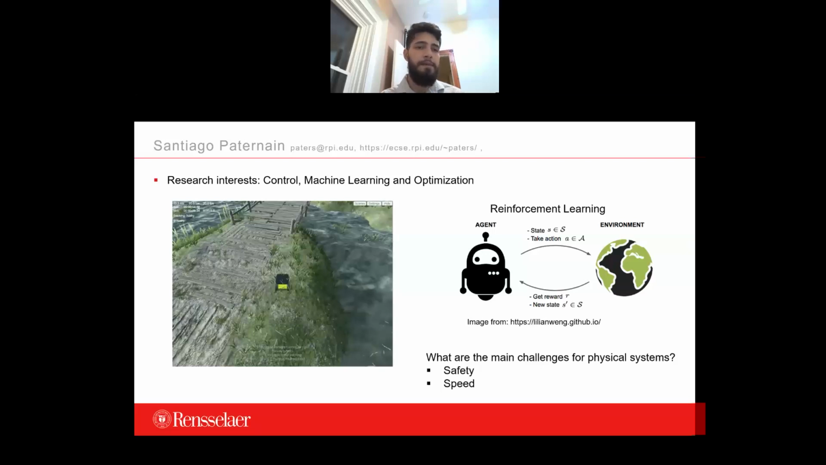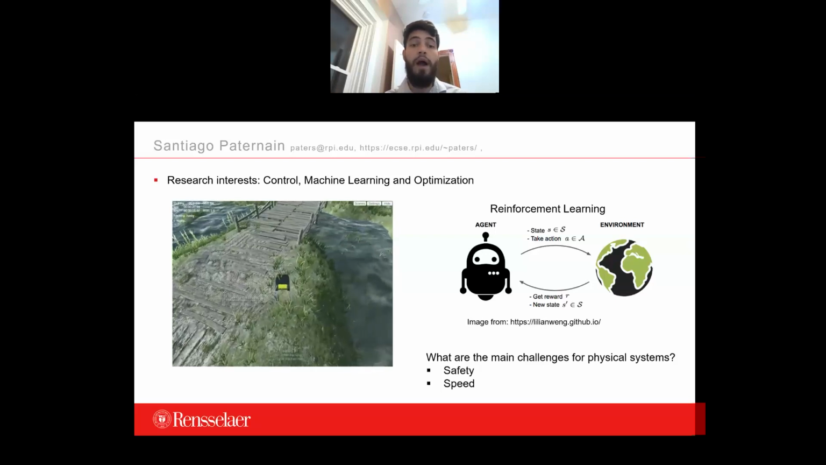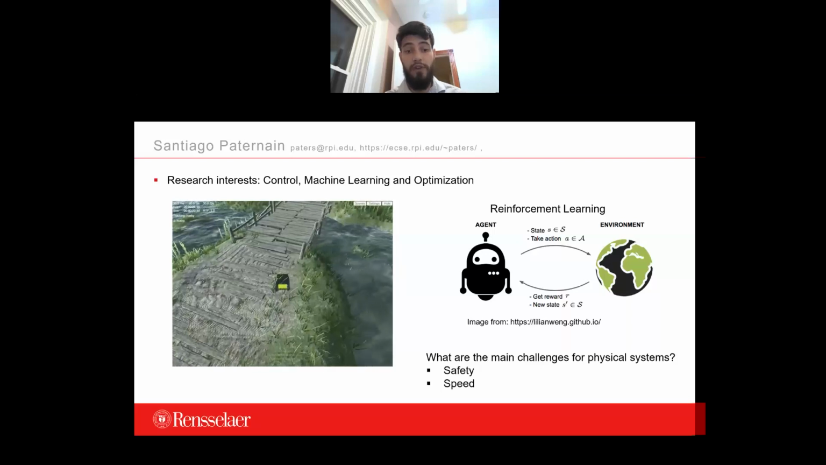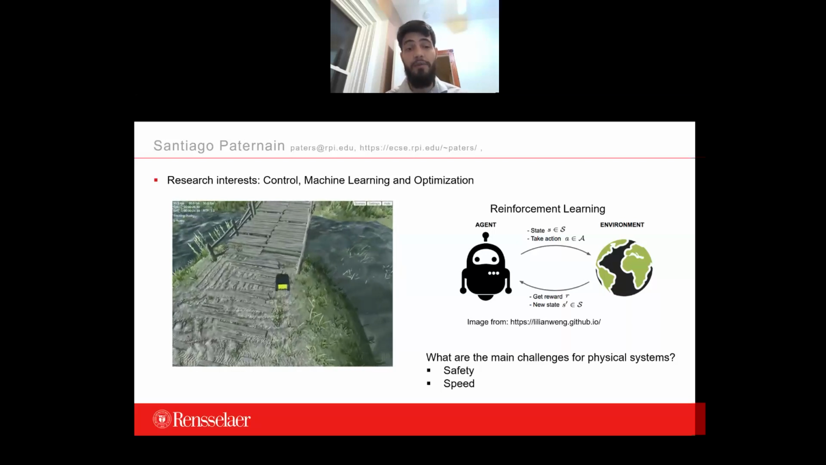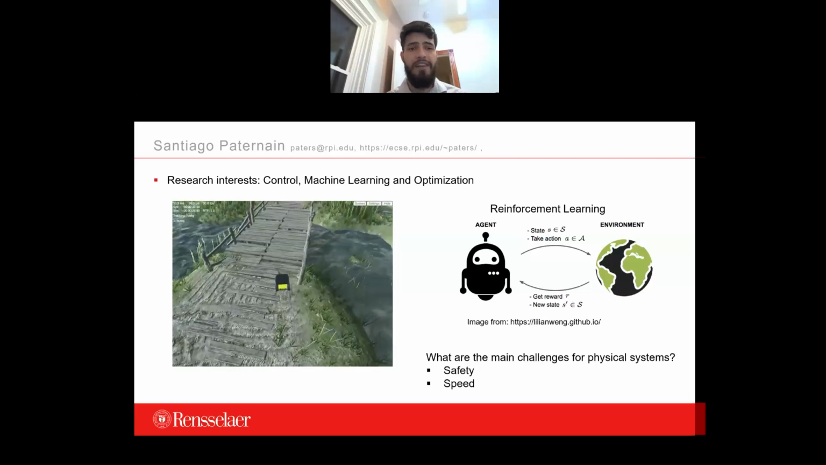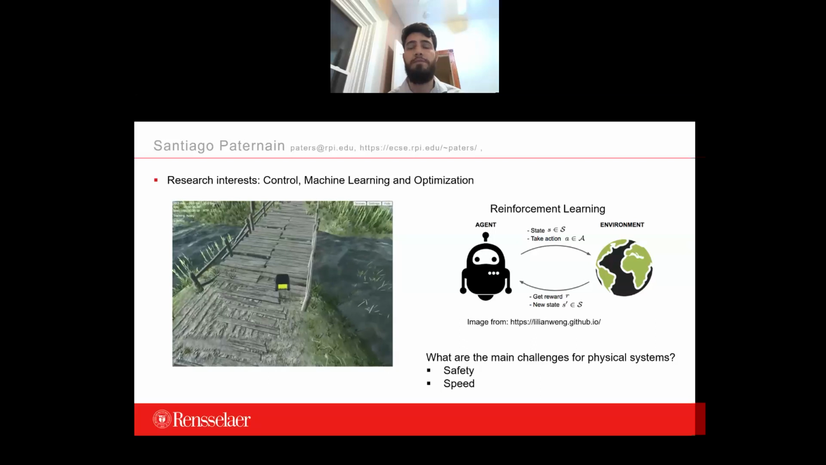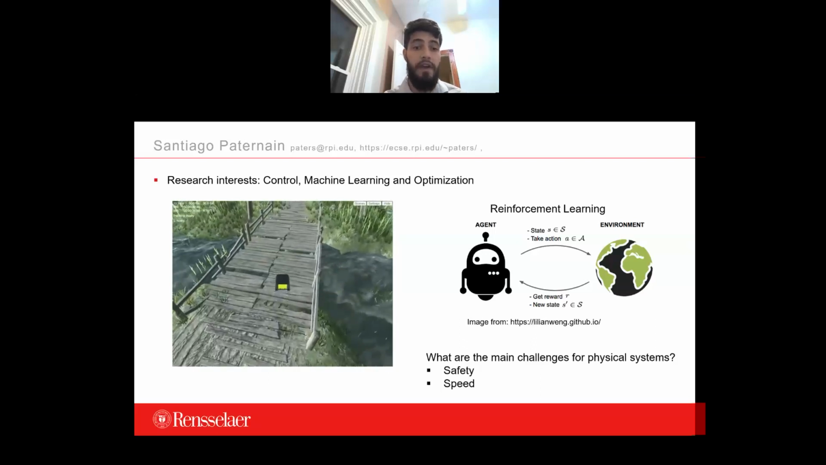So, let me start with this problem, where we have an agent that is trying to navigate this complex environment. The idea is that we want to move the agent from point A to point B while avoiding the obstacles that are in the way and also trying to avoid falling into this stream, this river. Another complication to this problem is that the terrain is very irregular, and therefore modeling the dynamics of the system becomes very complicated.